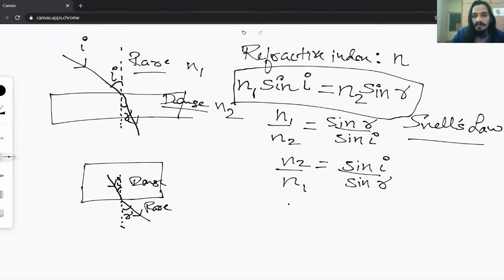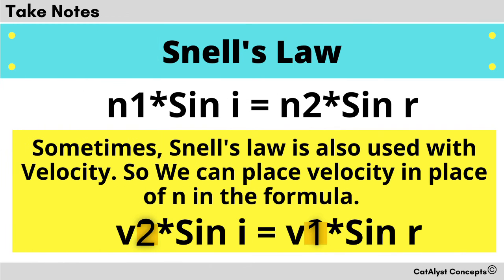Okay. Sometimes it's also used with velocity, that will basically be the speed. So for velocity, we can write it as v1 by v2 equals sine I divided by sine R. Depending on what the sum is like, we can use any of these formulae to solve the sum.